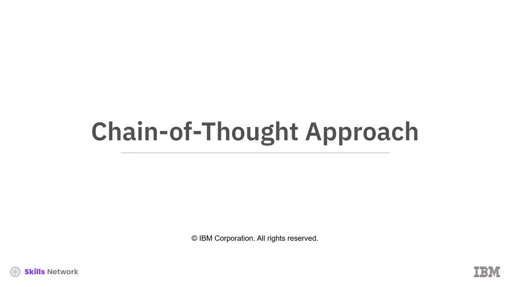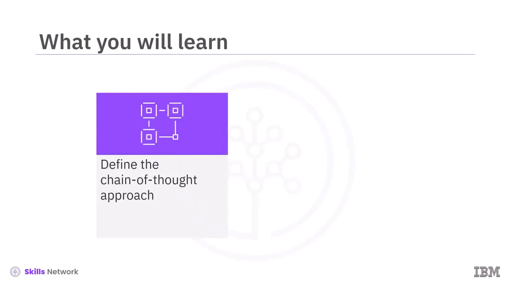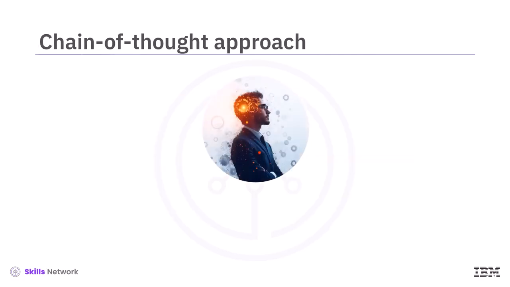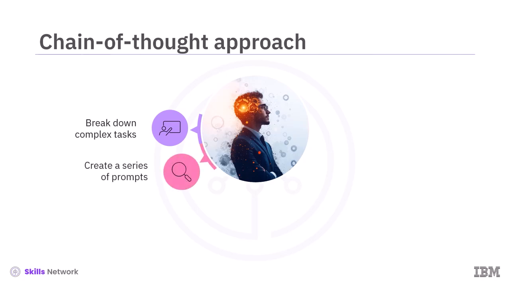Welcome to this video on the chain of thought approach. After watching this video, you'll be able to define the chain of thought approach and describe its applications in generative AI models. The chain of thought approach is a method that involves breaking down difficult or complex tasks into smaller, more manageable steps through a series of prompts or questions.